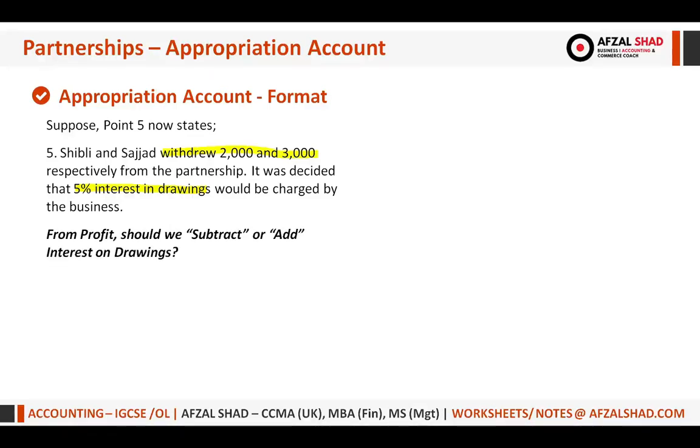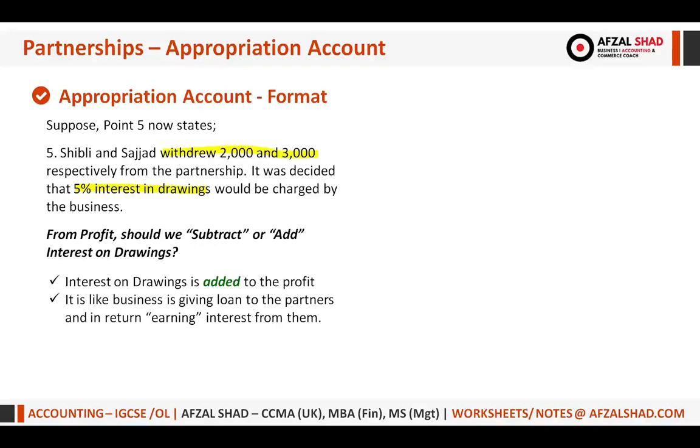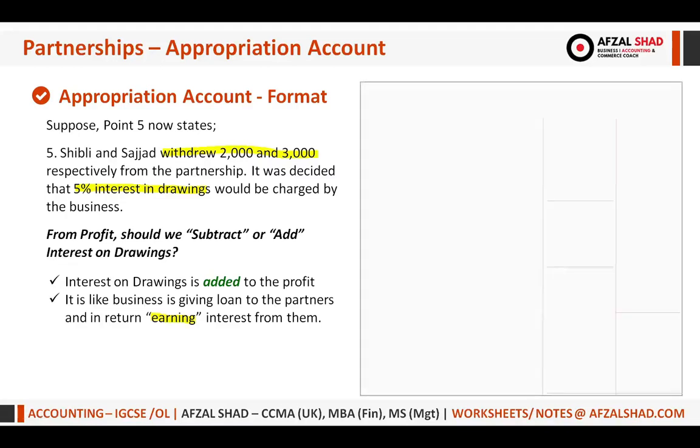Should we subtract or add interest on drawings? As we know, interest on drawings is charged from the partners. So for a business, it's an income. Incomes are normally added to the profits. So interest on drawings is added to the profit. It is like the business is giving a loan to the partners and in return earning interest from them. So this is the important point. Interest on capital was your expense, so interest on drawings is your earning.